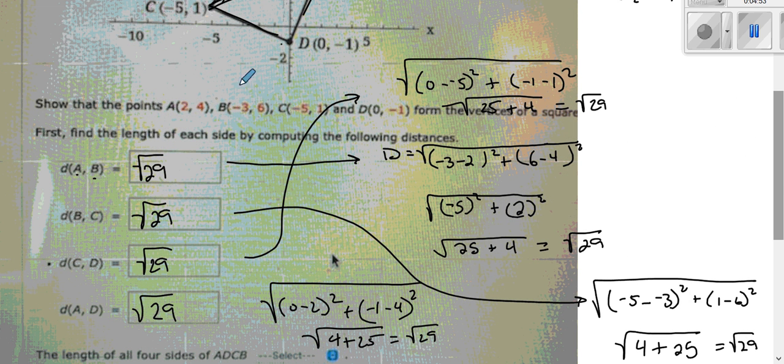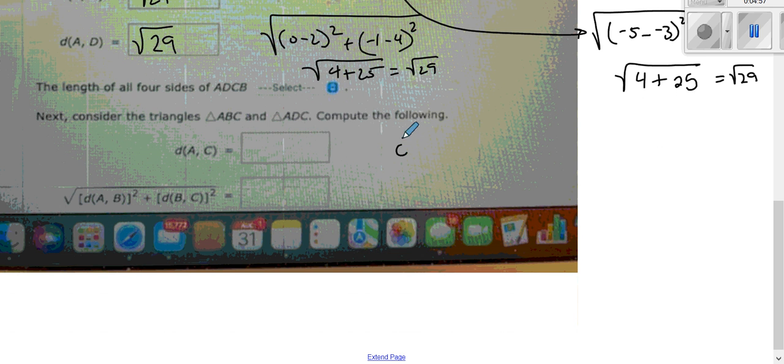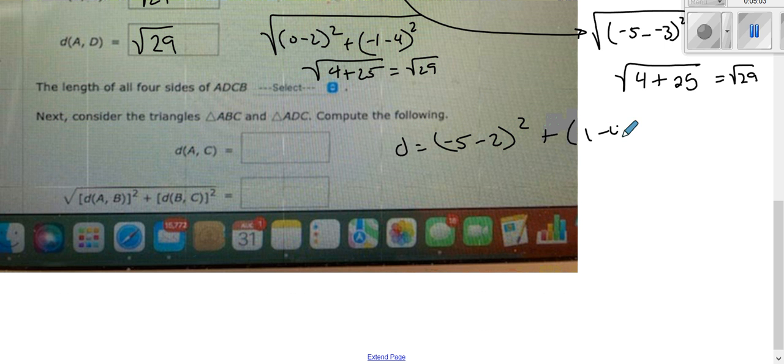So negative 5 minus 2, 1 minus 4. So distance formula of doing these. Negative 5 minus 2 is negative 7. Negative 7 squared is positive 49. 1 minus 4 is negative 3. Negative 3 squared is 9. Square root of 49 plus 9. 49 plus 9 would be, what, 58? Square root of 58.